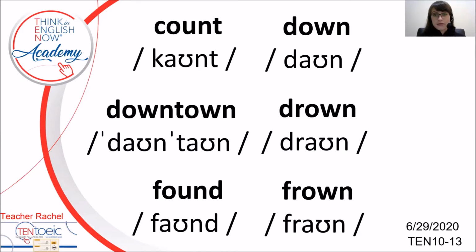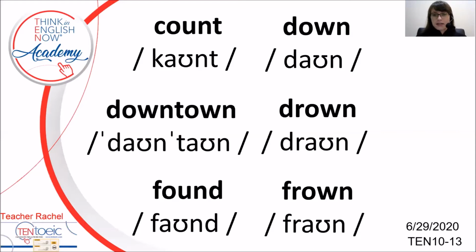Drown. This is a verb in action, and it's when something is under the water and can't breathe. For example, little children have to be careful in the swimming pool so they don't drown. So they have to learn how to swim so they don't go under the water and they can't breathe. Drown.